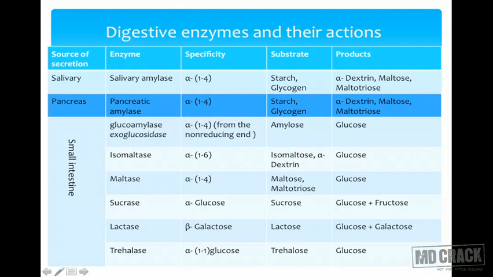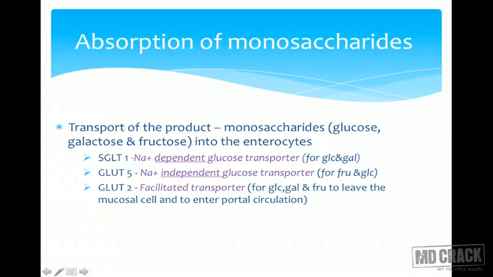Sucrase, what does it convert? Its specificity is alpha glucose and the substrate is sucrose, so it will convert sucrose into glucose plus fructose. Lactase will act on specificity beta galactose, so lactose is converted into glucose plus galactose. Trehalase will act on alpha-1,1 linkage, so it will act on trehalose and convert it into glucose. So these are the specificity and the different enzymes which can be formed in this.